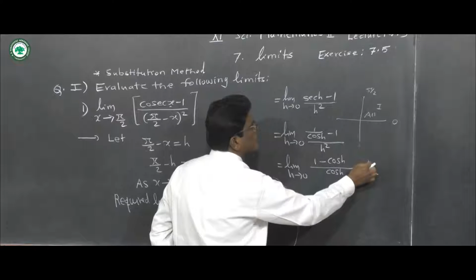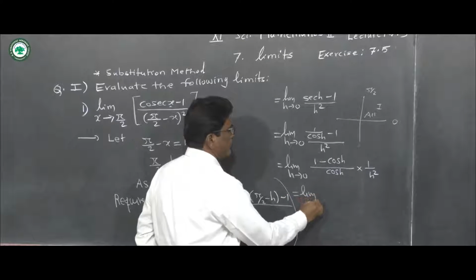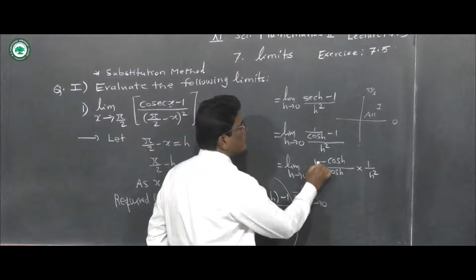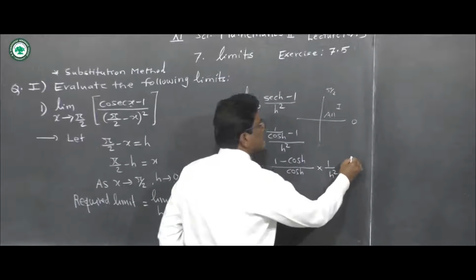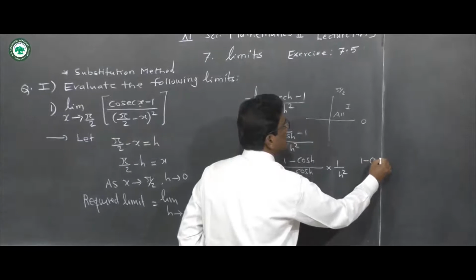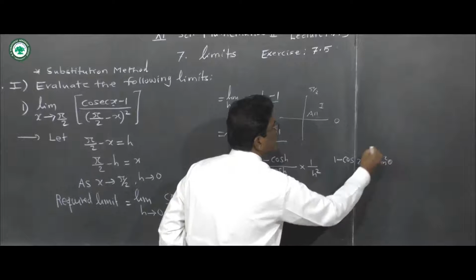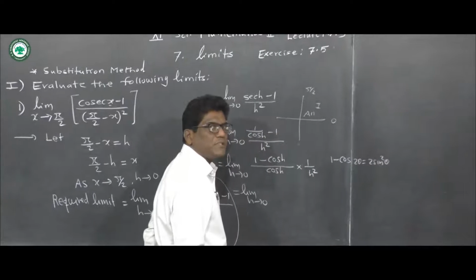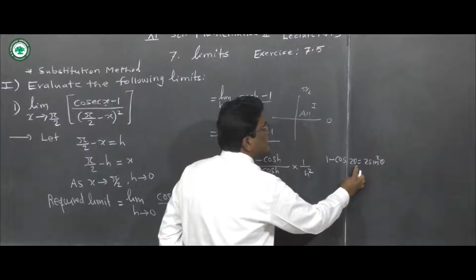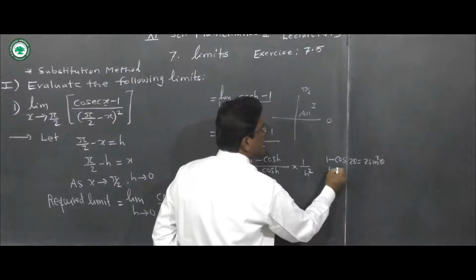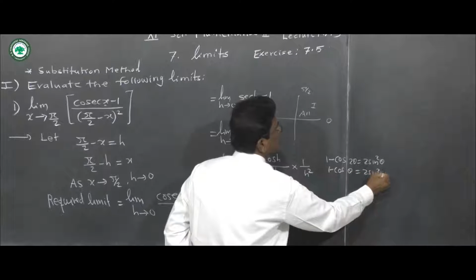We write here 1 upon h square, and so it is equal to limit as h tends to 0. Now we use the formula of 1 minus cos theta. We know that 1 minus cos of 2 theta is equal to 2 times sin square theta. We have seen this formula, 1 minus cos of 2 theta, but we want here theta. So divide this angle by 2, also divide this angle by 2. So 1 minus cos of theta is equal to 2 times sin square theta by 2.